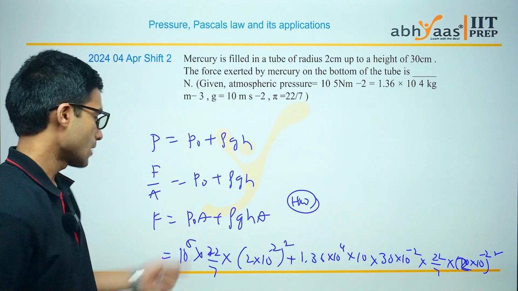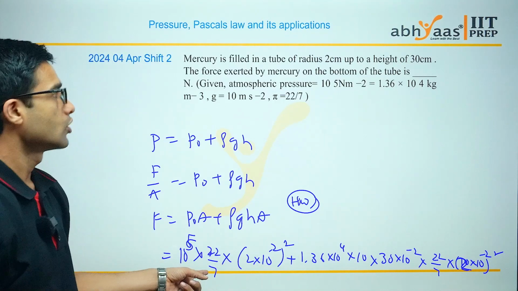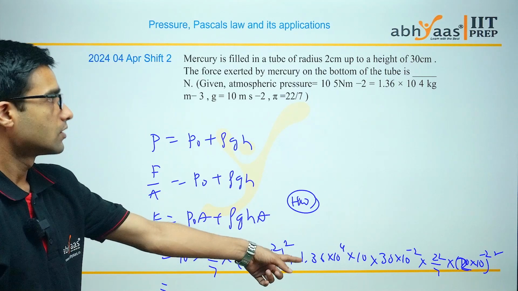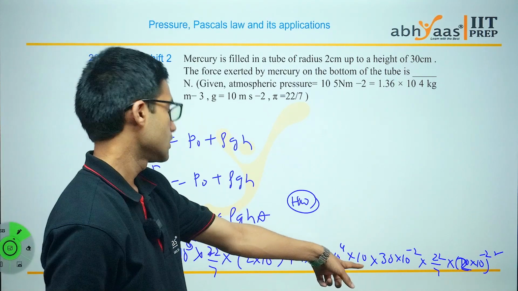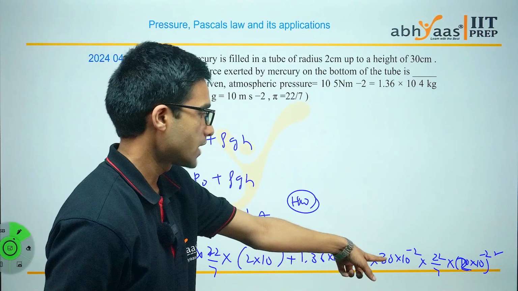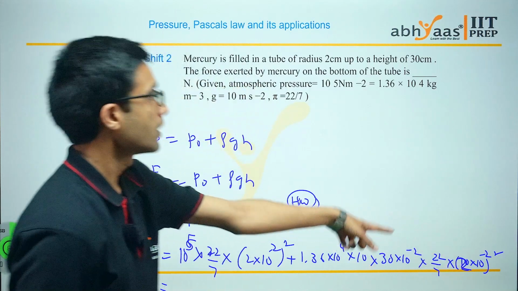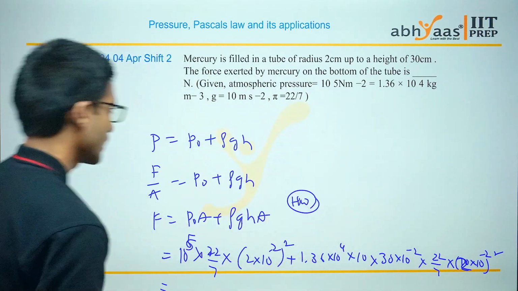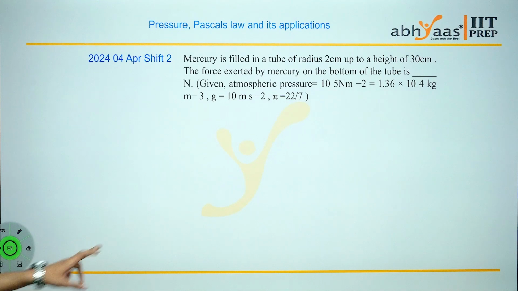So P naught 10 power of 5, this one 10 power of 5 into pi r square, that is 22 by 7 into r is this one. Mercury is a fluid, that's why 1.36 into 10 power of 4, g value he has only given, that is 10. Height is given, that is 30 into 10 power minus 2 into 22 by 7. Area is 2 into 10 power minus 2. So you will get around 254 like that. Just cross check. This calculation I am giving as homework.